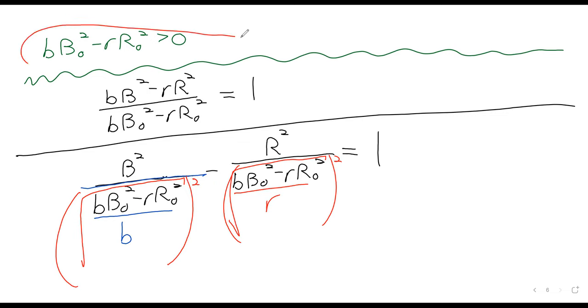And here's where we're using this fact. That inequality means that those denominators were positive, which we need if we're going to take the square root. So what's the purpose of all of this?